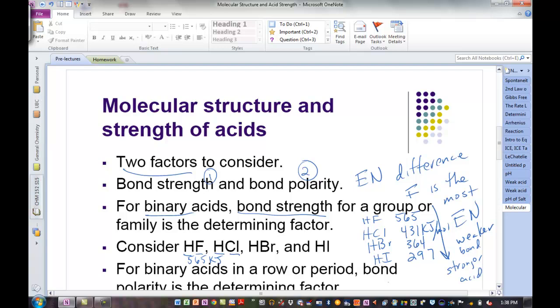It's much easier to break this HI bond, which is what we need to do to donate an H+. When we break this bond, the electrons are actually going to come up on iodine, and we're going to lose an H+. Much easier to break that bond and donate the H+ than for HF. And as you might remember, HF is a weak acid. All these other ones are strong acids. But of the 3, HCl, HBr, and HI, HI is the strongest acid. Weakest bond, strongest acid of that group.